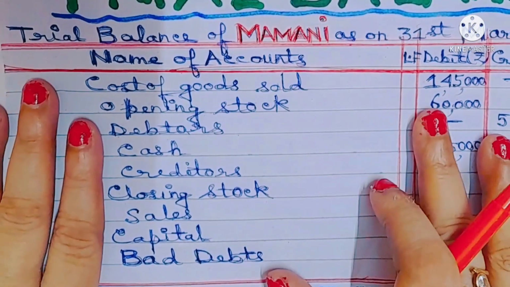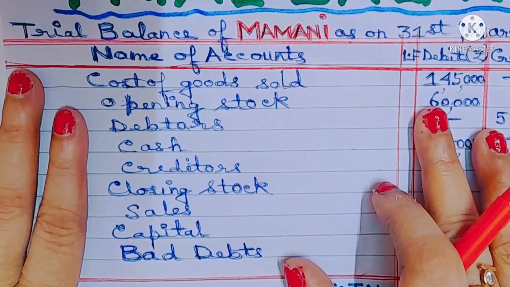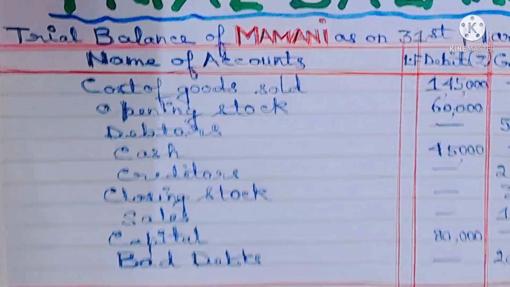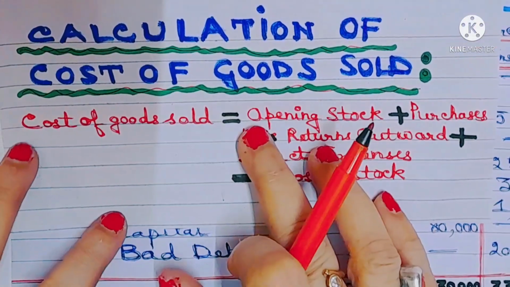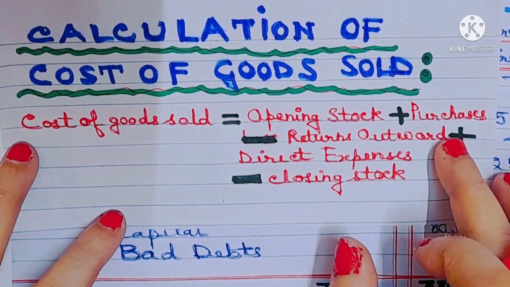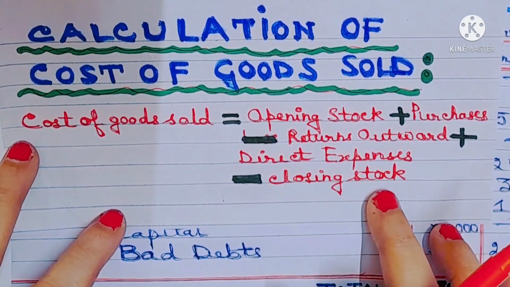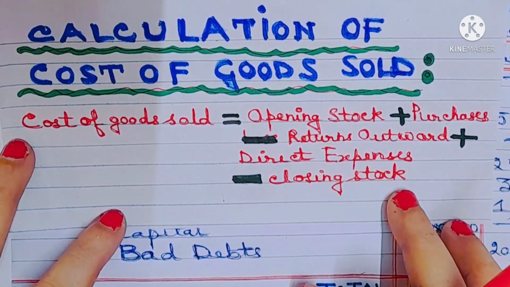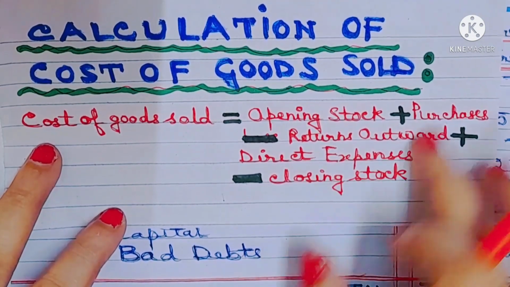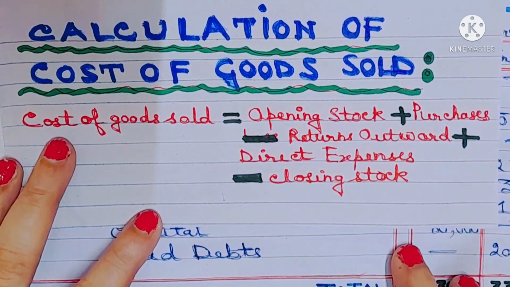আমরা কোথায় ডিডাক্ট করলাম? আমি তোমাদের শো করলাম how to calculate cost of goods sold. Let me show you again. See, cost of goods sold: opening stock plus purchases minus returns outward or purchase returns plus direct expenses minus closing stock. So closing stock has been deducted from purchases. That is the reason closing stock will appear in the trial balance.